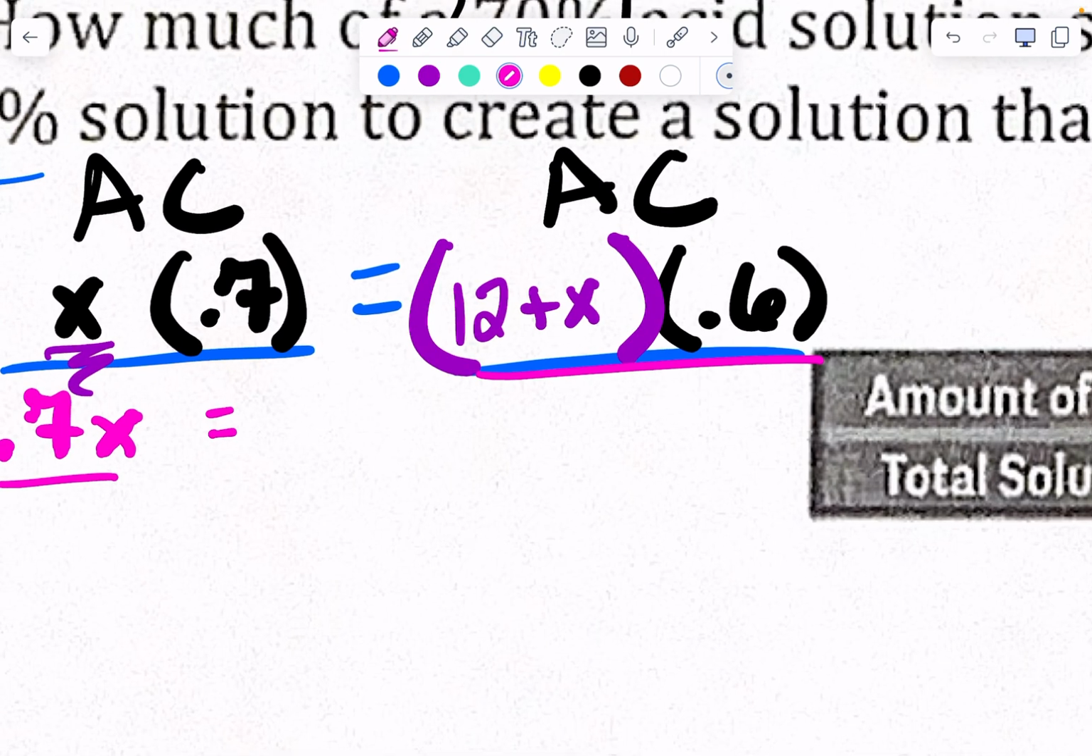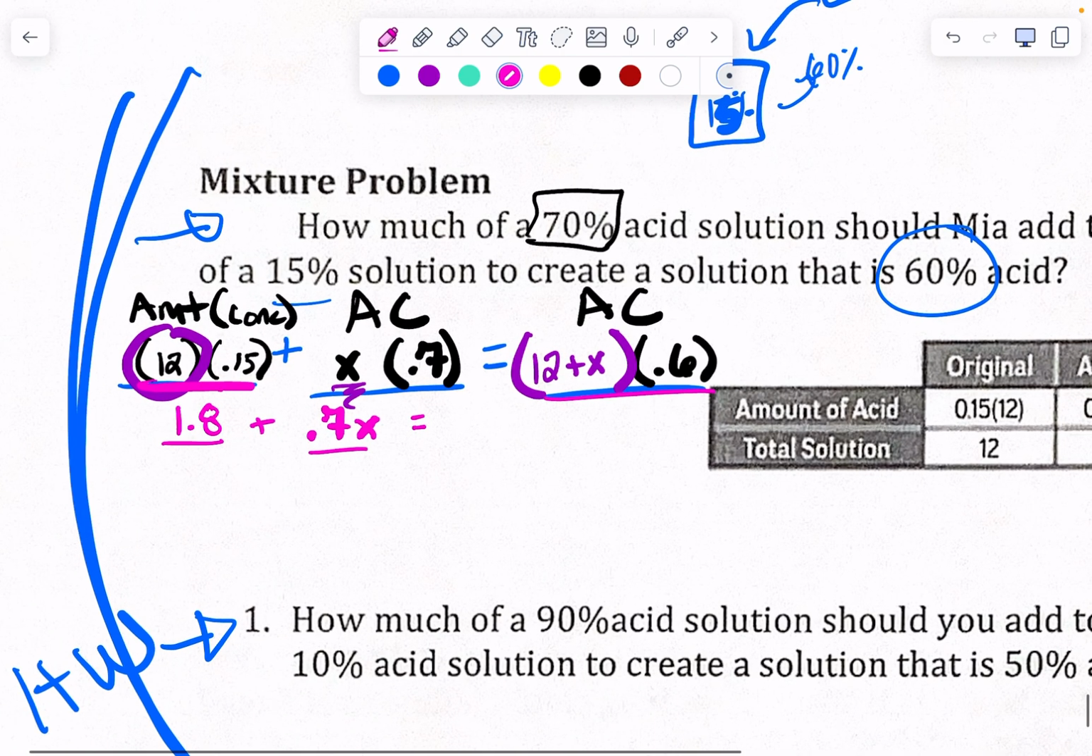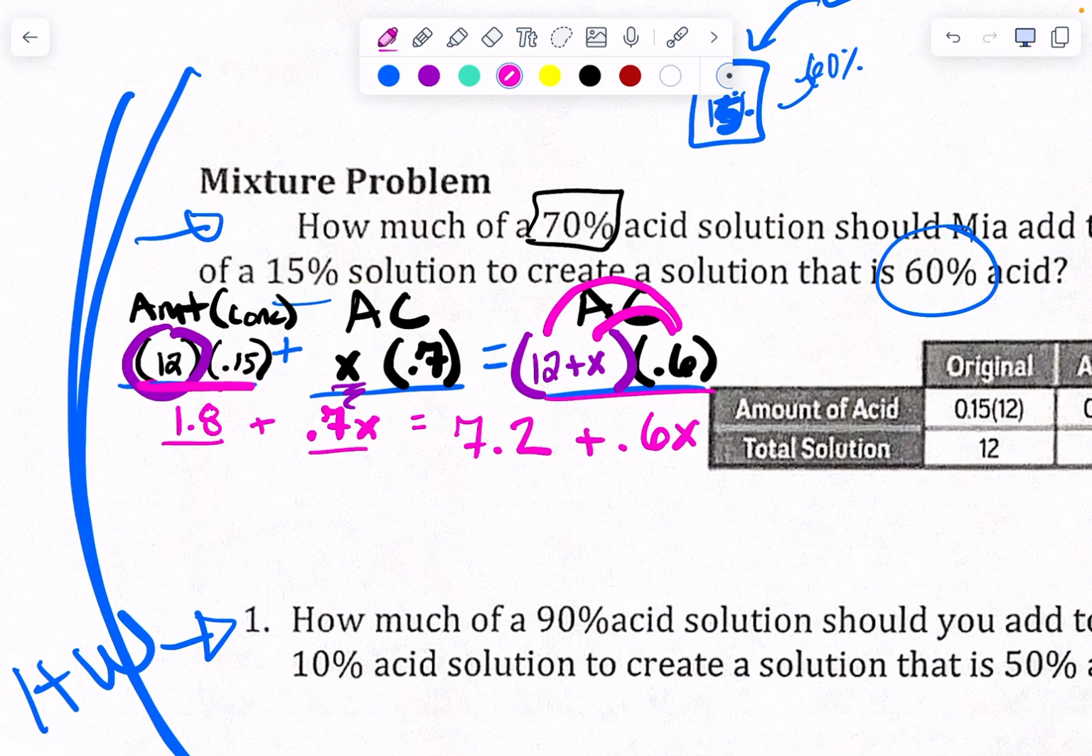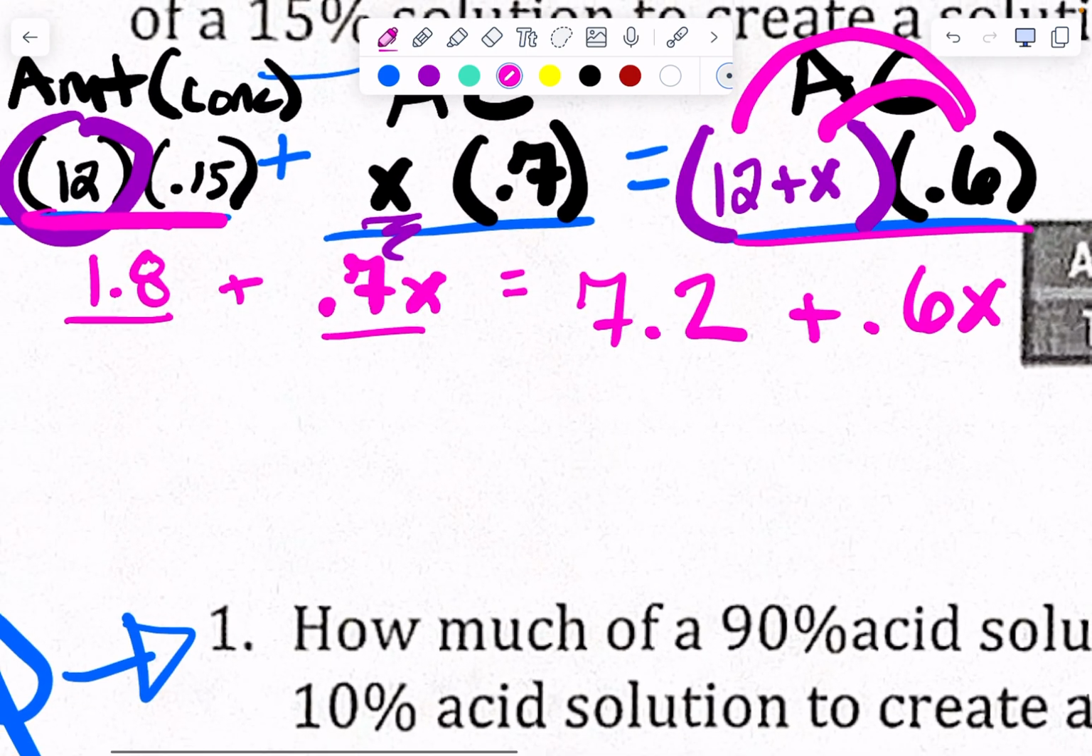0.7x. I'm going to distribute. I'm going to back distribute, right? The 0.6, if it was in front, you would distribute it, right? What's 0.6 times 12? 7.2. What's 0.6 times x? 0.6x. Okay, now we're going to solve. What should we do? I've got an x here and I've got an x here. Subtract the 0.6x. Yes. Now, by the way, hold up.